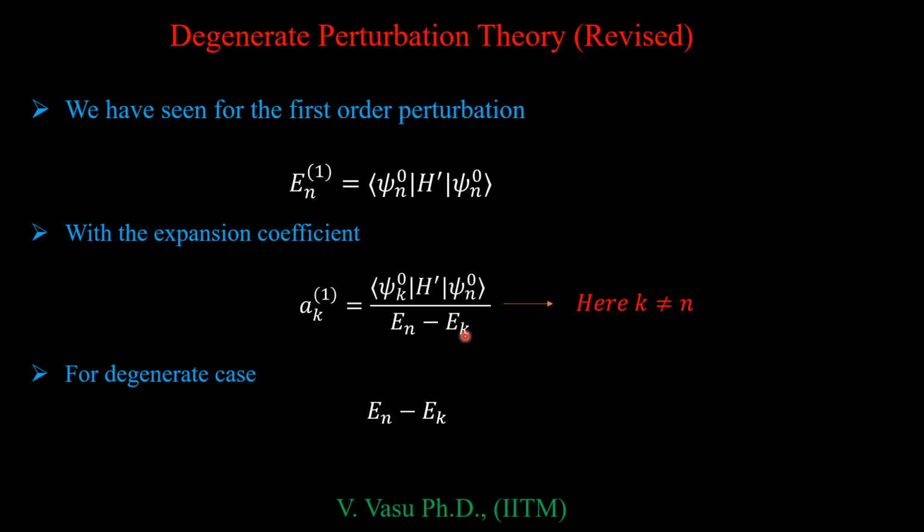Here E_k is the final energy, E_n is the initial energy, and k is not equal to n. If k is equal to n, what will happen? That is the same energy level for a different state, then the denominator will be 0 and the expansion coefficient, or probability amplitude, is infinite. So this will make some problem. Then we will see how to solve this.